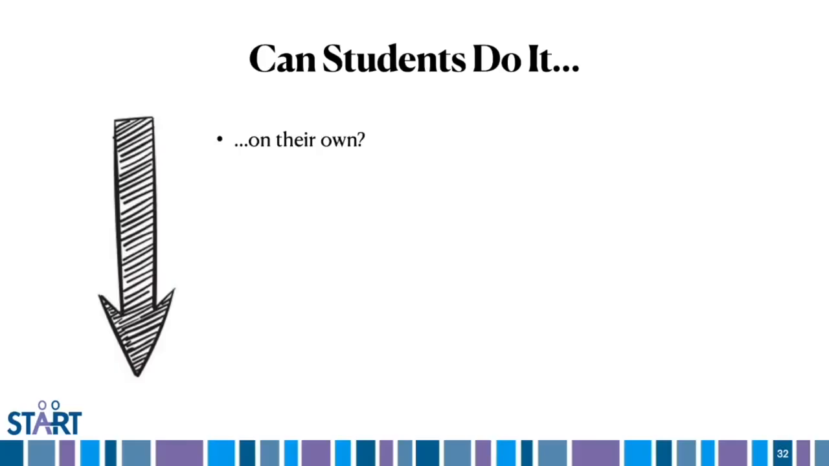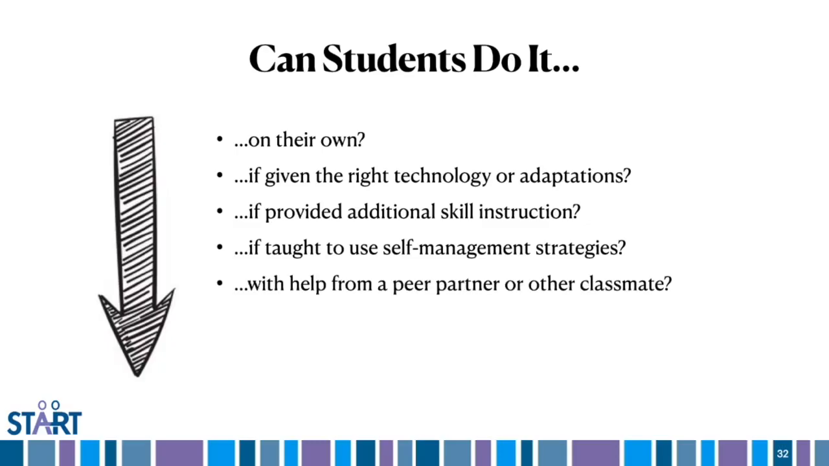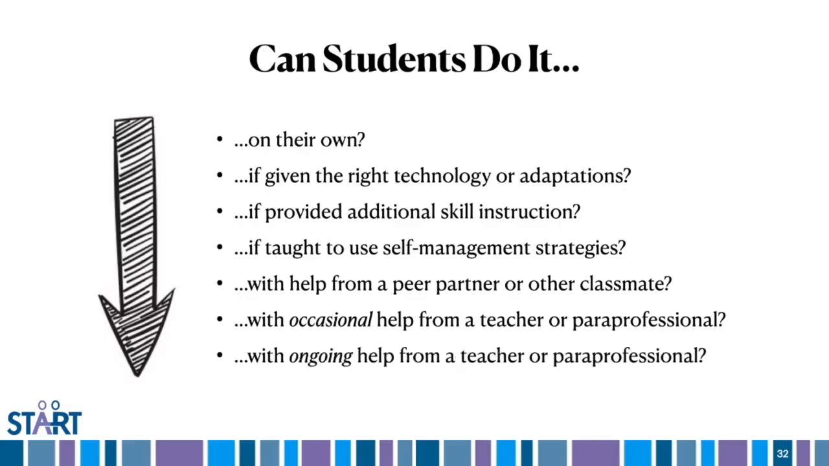So ask yourself, can the student do each class activity on their own? Or if given the right technology or adaptive equipment, if provided with some additional skill instruction, if taught self-management strategies. Now, if the answer is no, then start to think about how a peer partner or a classmate might assist. And if that's not sufficient, then, and really only then, consider how an adult would need to be available to provide occasional or ongoing support. The idea is really to work from the top down rather than assuming you need to start at the bottom and work your way up.